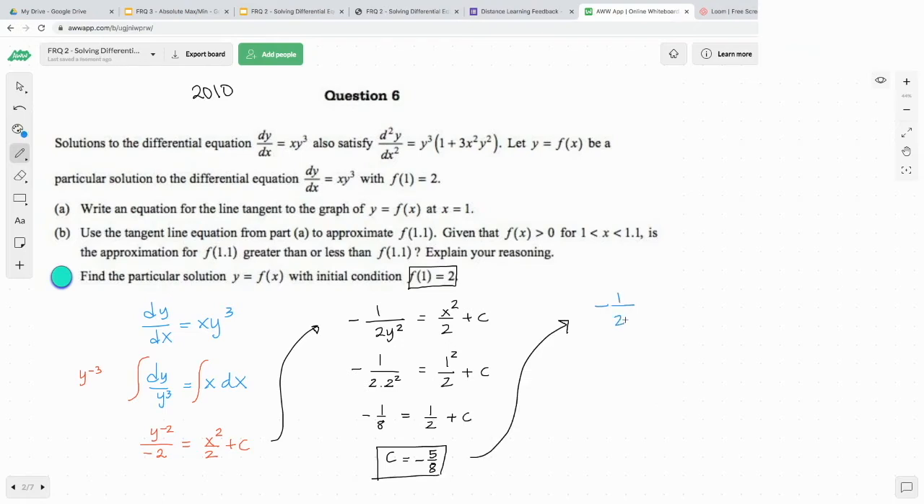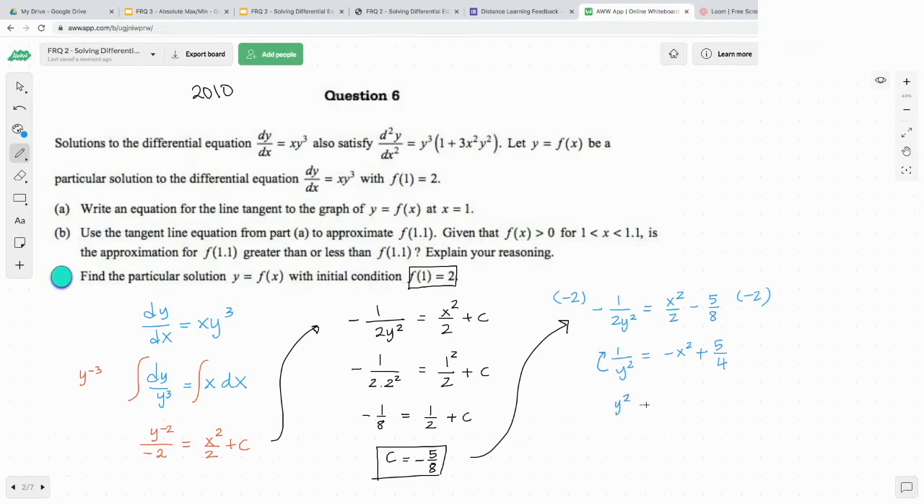We write down our solution with c now. So it's going to be x squared over 2 minus 5 over 8. So I want to get rid of this 1 over negative 2 here. So I'll multiply everything by negative 2. So it's going to be 1 over y squared equals negative x squared plus 5 over 4, as you can see.